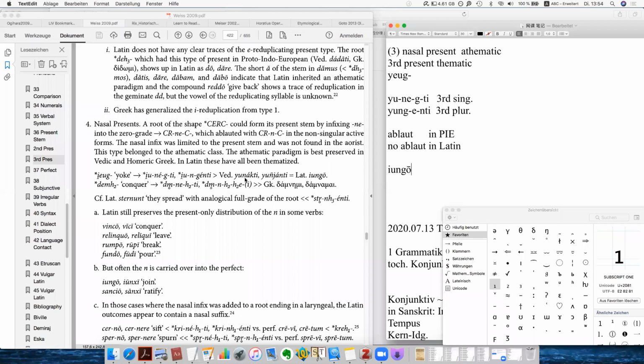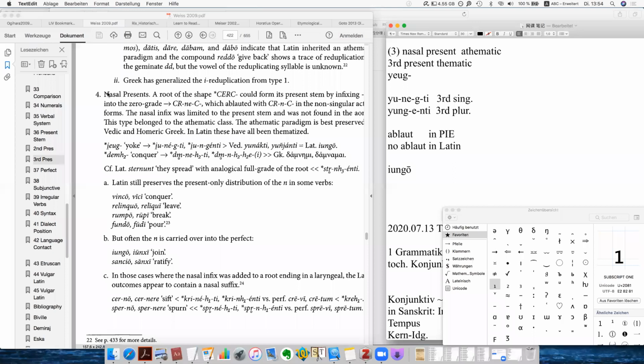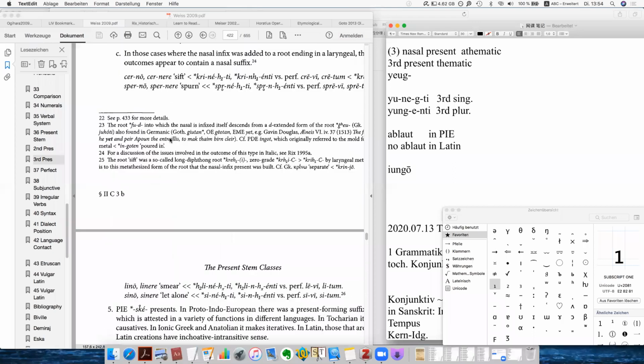But check it in Sanskrit. In Vedic Sanskrit, we still have these different stems, like in strong stem, yunakti, but in weak stem, it's called yunjanti. So a different stem. Vedic, kind of more archaic, older. Okay, so this is the origin from the nasal present, right?